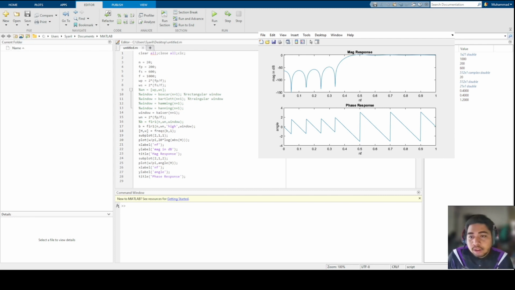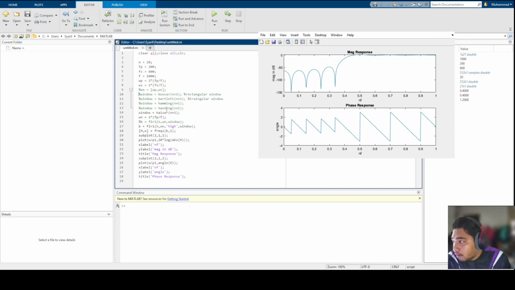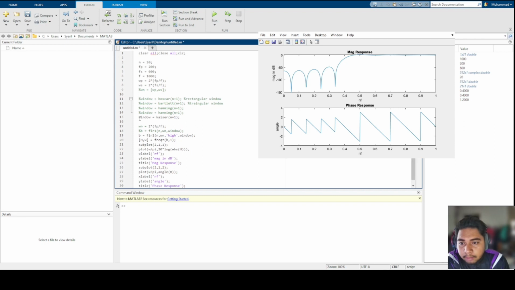So the conclusion: this is all the window design filters. If we want to use them, these are all the commands: window Boxcar, Bartlett, Hamming, Hanning, and Kaiser. These are the commands for low pass and high pass. Also, we have 5 example designs of filters here if we want to use them.